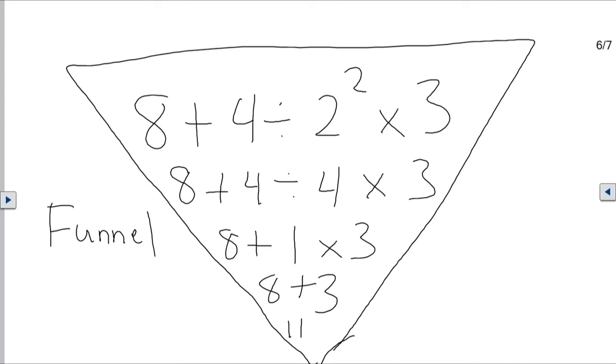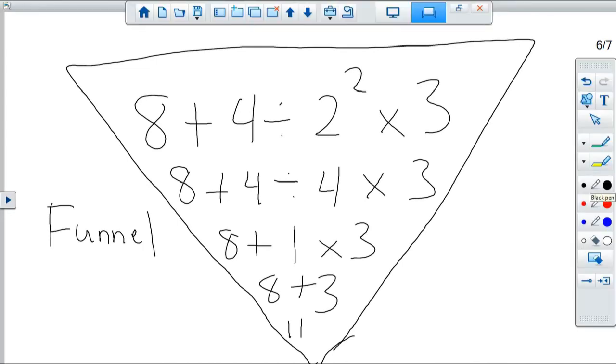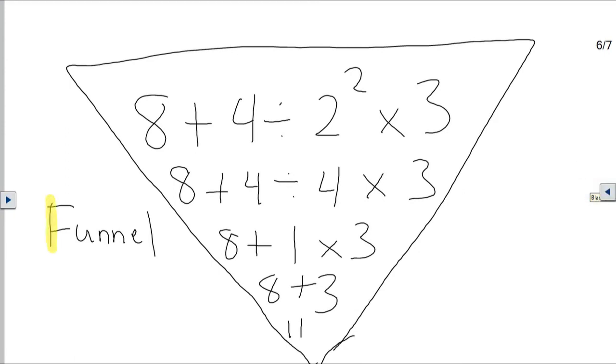So, and of course, boys and girls, what's the first 3 letters of funnel spell? Fun, right? Isn't math fun?